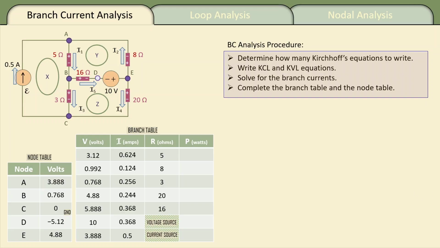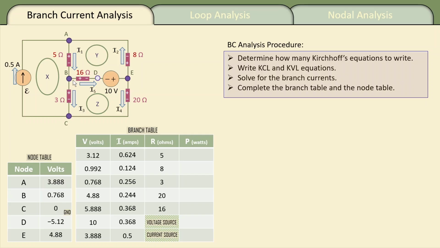Now I can find the other node voltages by simply walking from C. For example, if I walk up through the 3 ohms from C to B, then the change in volts from 0 to the node voltage at B, I'm going through the 3 ohms minus to plus. That's an increase of the volts associated with the 3 ohms. And since that's 0.768 volts, that puts me at 0.768 volts as the node voltage at node B.